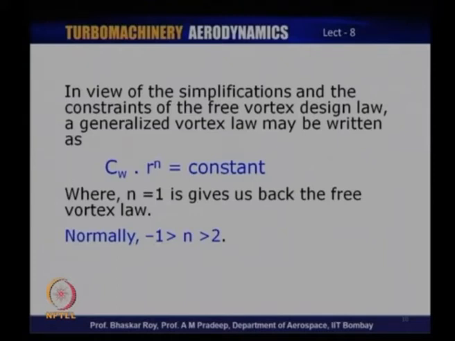Based on this consideration, a generalized vortex law has been put together, which reads Cw into r to the power n is equal to constant, where n equal to 1 gives us back the free vortex law. So, free vortex then becomes a one singularity case out of this generalized vortex law. Now, this vortex law has not been derived separately. It is simply an upgradation of the free vortex law by using a value of n which could be other than 1. Normally the value of n could be from minus 1 to 2. Those are the values people have used in the design and have found their utility, and we will see what those values actually mean.